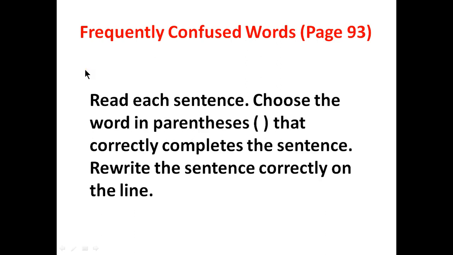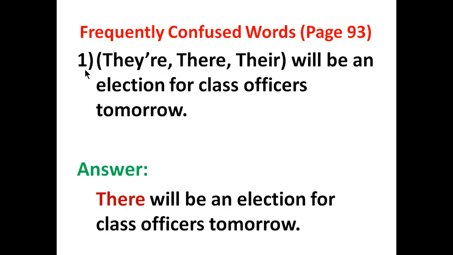Okay, page number 93. Read each sentence, choose the word in parentheses that correctly completes the sentence, rewrite the sentence correctly on the line. Number 1. There will be an election for class officers tomorrow. Here we have three options: there, their, they're. Their pronunciation is the same, but spellings and meanings are different. According to the sentence and the overall meaning, we will choose there. There will be an election for class officers tomorrow.